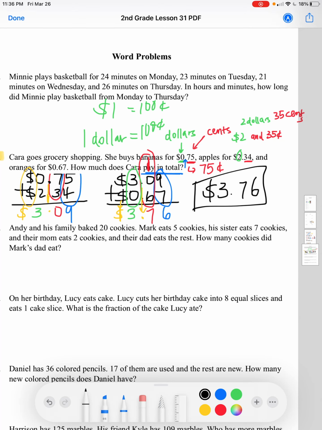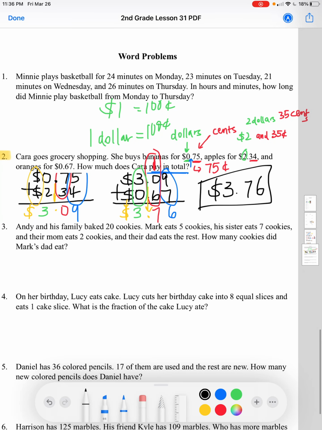So we added the bananas and apples first, and then we added the cost of oranges to the sum of bananas and apples to find the total she paid, which is $3.76. So that's how you do these kind of questions.